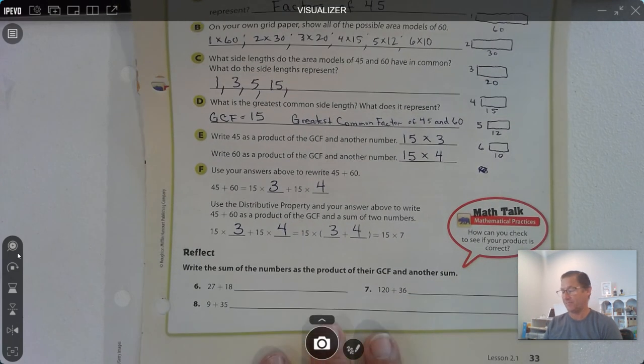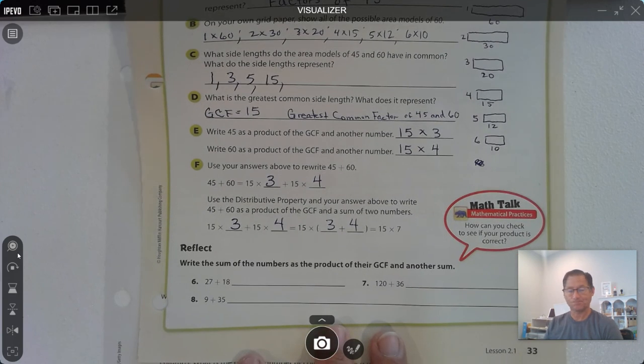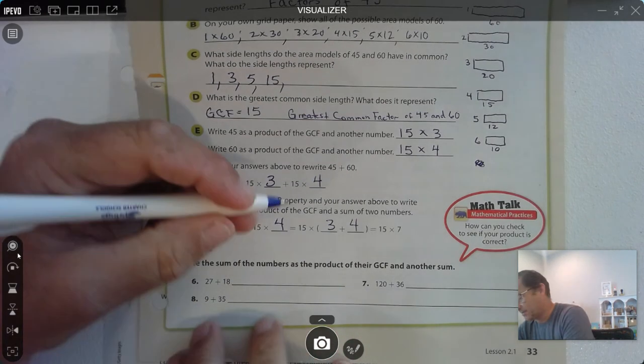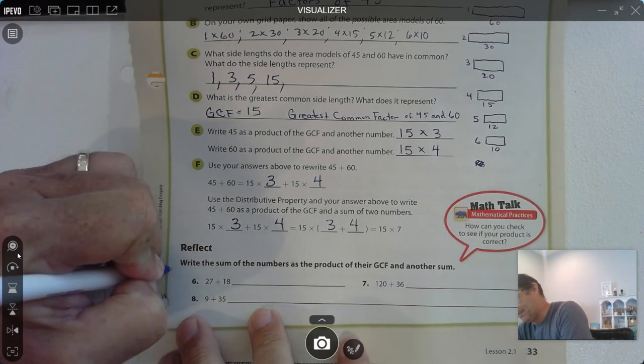All right, so let's look at number 6. So we're going to practice this. 27 and 18. So let's list the common factors of 27 and 18.